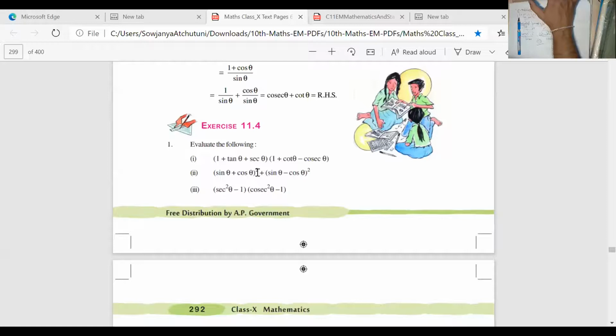Sin theta plus cos theta whole square plus sin theta minus cos theta whole square. This we know: sin square theta plus cos square theta plus 2 sin theta cos theta. Here also minus 2 sin theta cos theta, they get cancelled. So 2 into sin square theta plus cos square theta, that is 2 into 1, that is 2. This is also answer 2. Secant square theta minus 1 is tan square theta. Cosecant square theta minus 1 is cot square theta. Tan square theta into cot square theta is 1. So this is also 1.